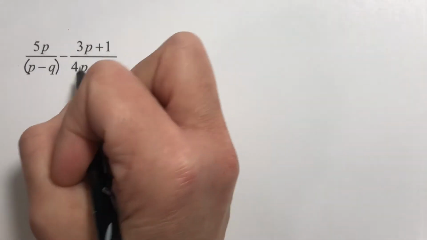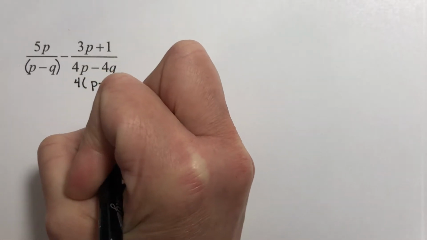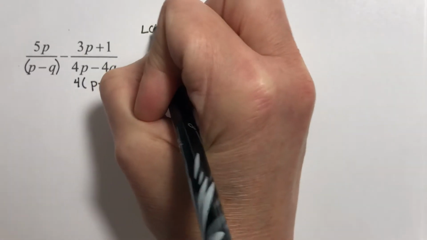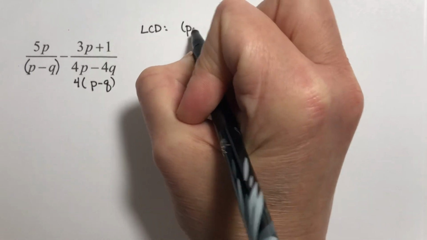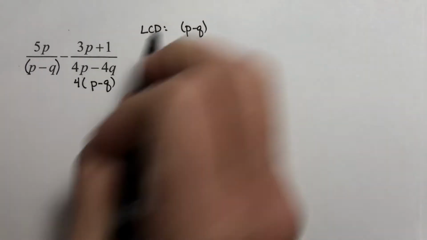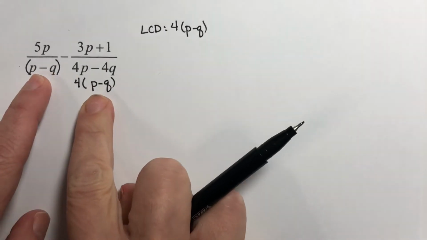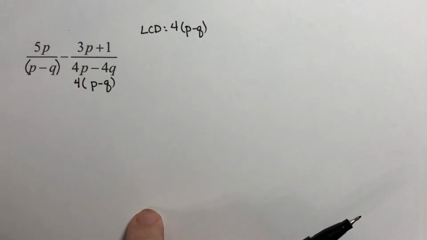4P minus 4Q, I can factor a 4 out, and I get the P minus Q, which is the same thing as here. So my LCD, I need a 4, I need a P minus Q. This base appears twice, but the largest exponent on it is a 1, so that's it.